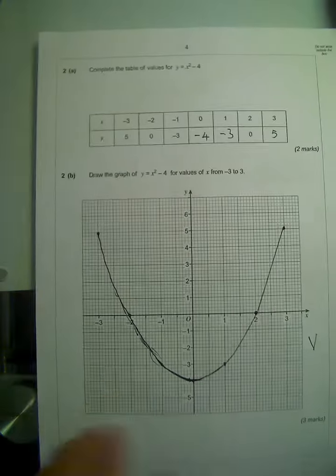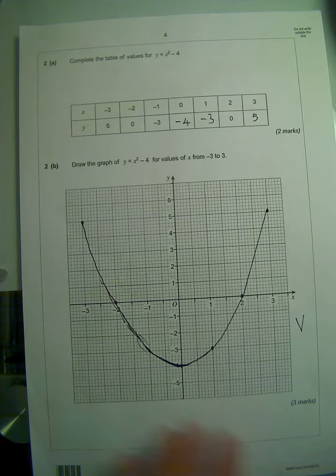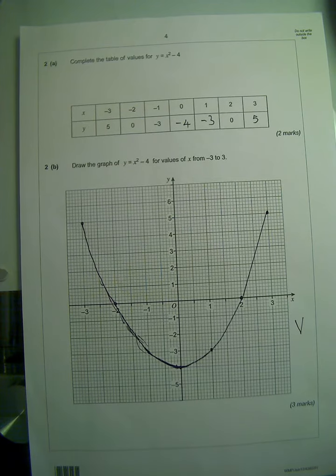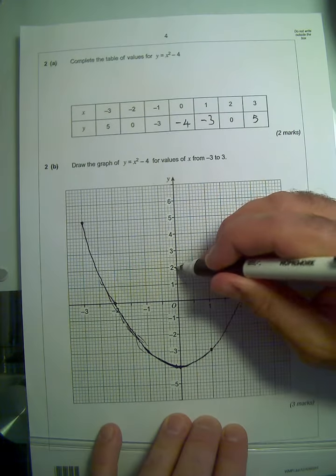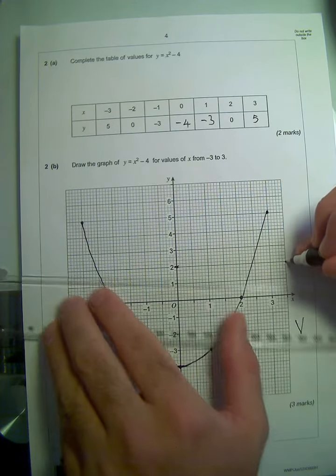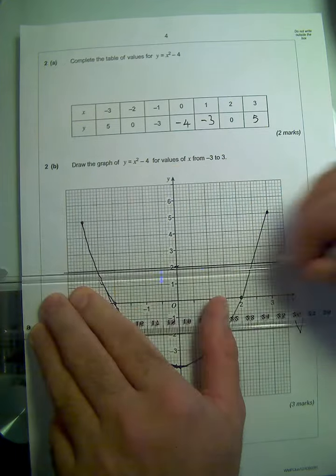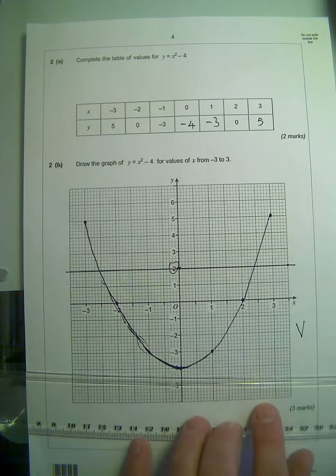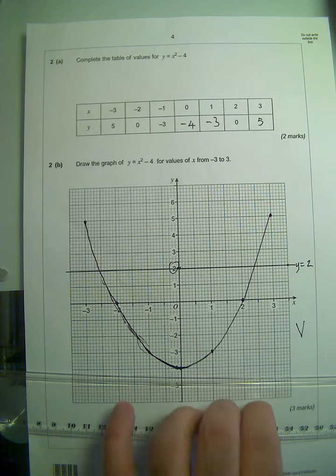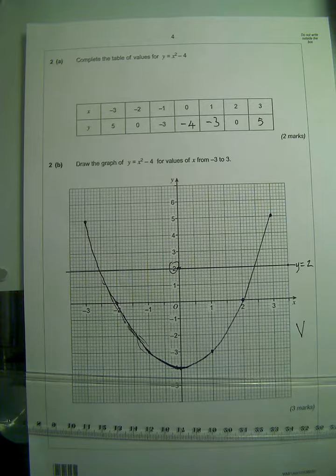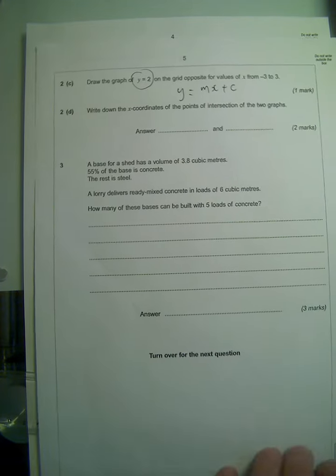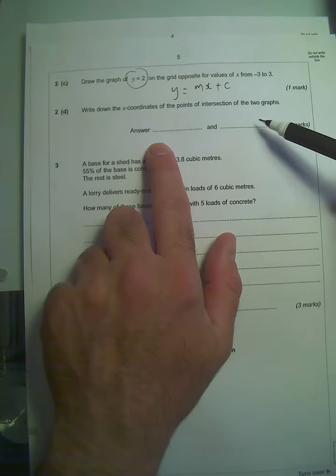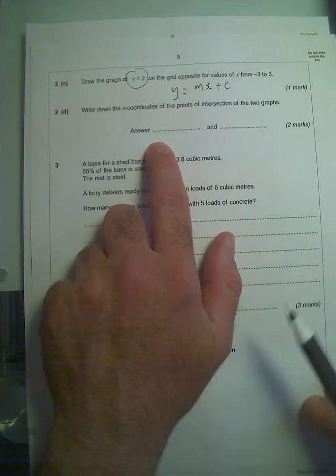So when you get a question about a straight line and it just says y equals something or x equals something, that's just a horizontal or vertical line. So in the case of y equals 2, it's just the straight horizontal line of all of the values where the y coordinate is 2. So there it is, y equals 2, 1 mark for that line. Write down the x coordinates, it says, of the points of intersection of the two graphs.